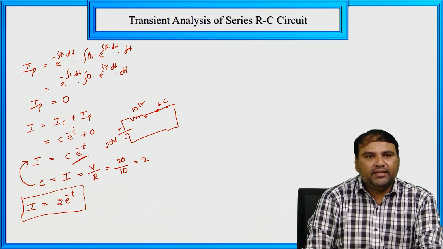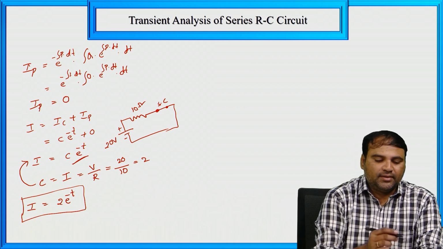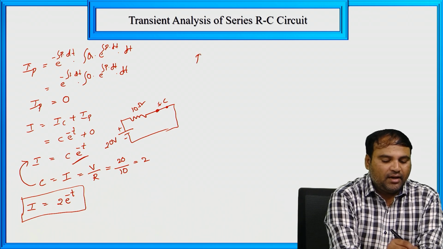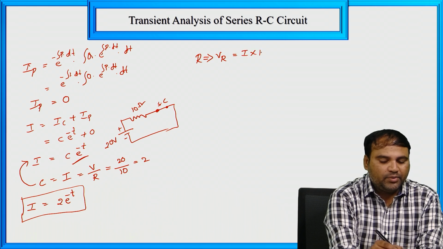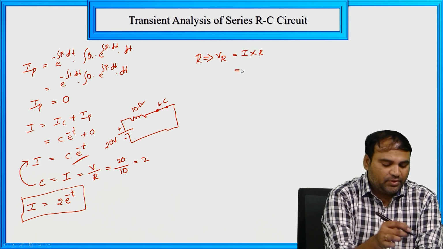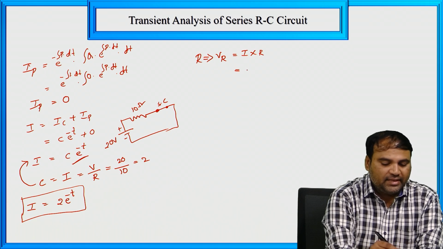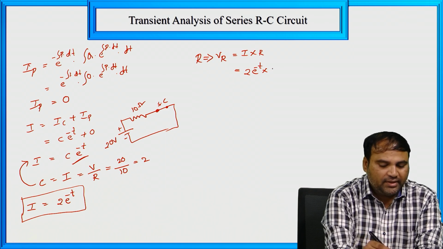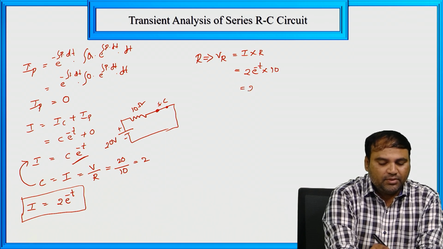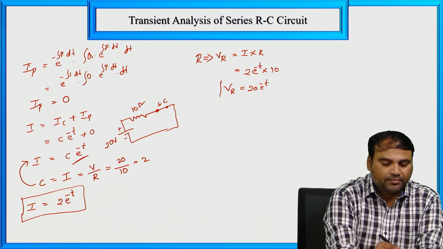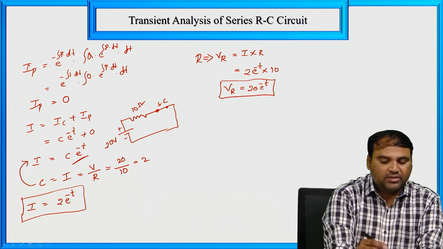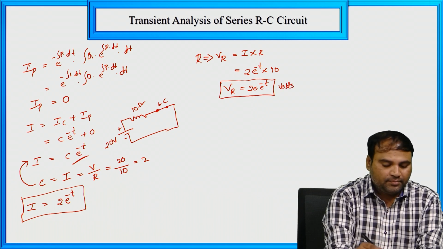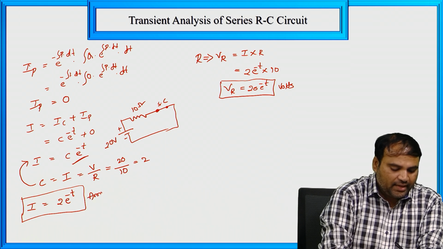Now we need to calculate the voltage drop across the resistor. At resistor R, VR is equal to I into R. What is the I value here? 2 into e power minus t, into, what about the resistor value? 10. That is equal to 20 into e power minus t, which is the VR value. So this is the voltage drop across the resistor, and the current unit is amperes.